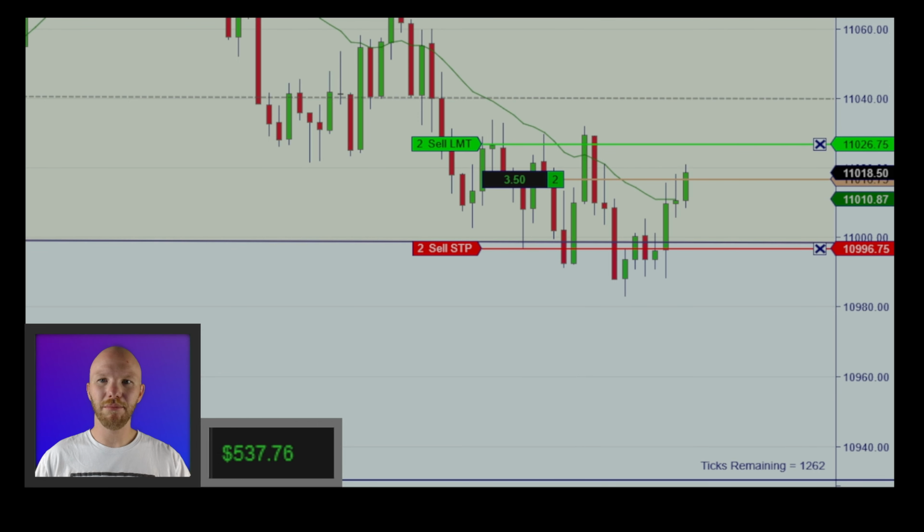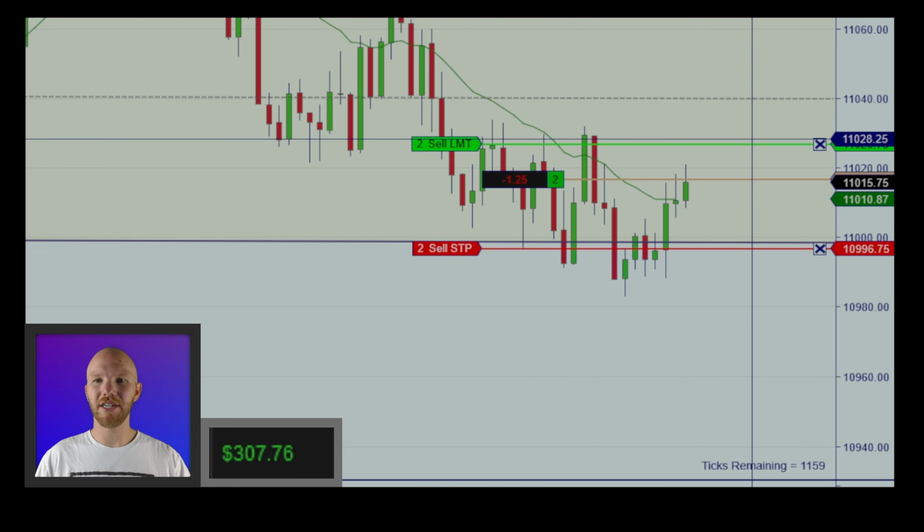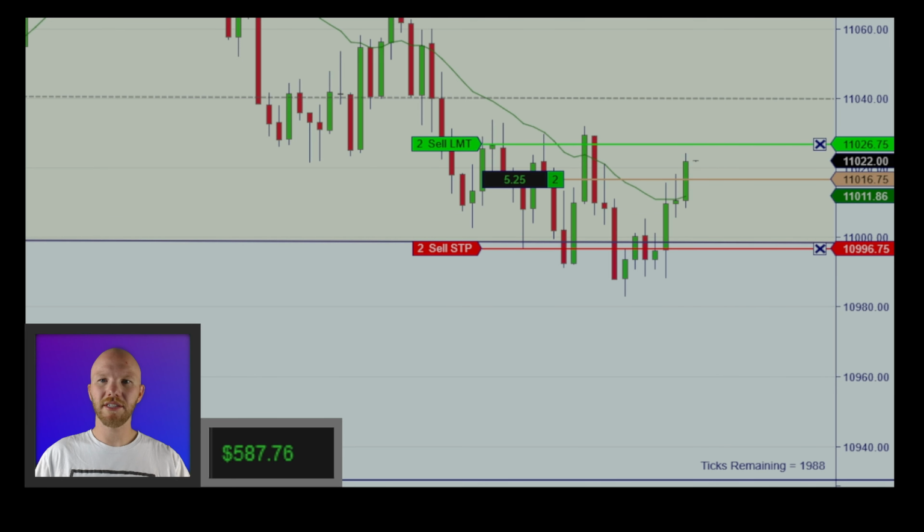It didn't look like it was going to come back any, and this might rocket up on us. Here we go, just a couple ticks away. Price is reacting strongly off that level.